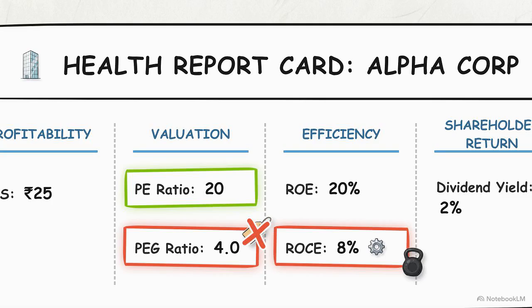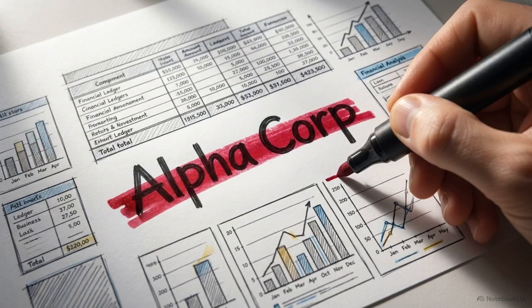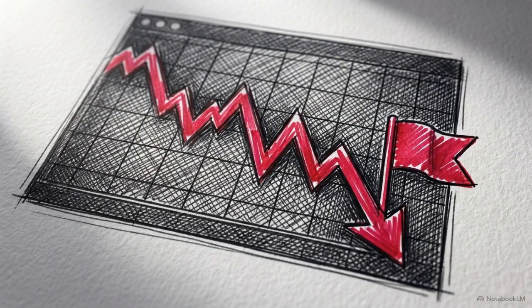A reasonably low PE ratio makes the stock appear cheap, but blinking red indicators on the high PEG ratio and low ROCE warn of poor growth and a heavy debt burden. This means we pass on investing in Alpha Corp. The debt and growth red flags overrule the single positive valuation metric. The business is cheap for a reason.